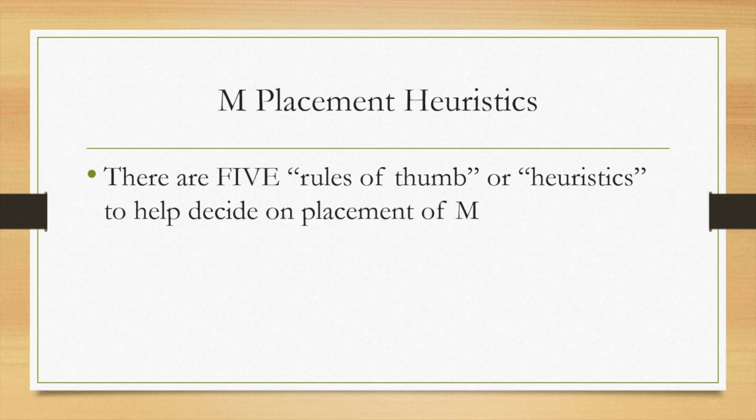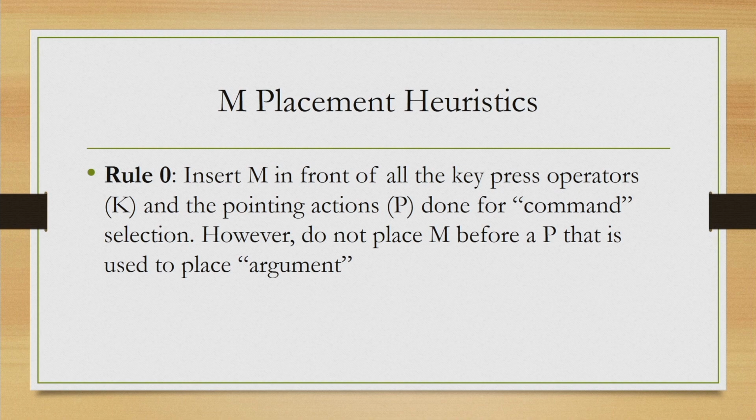So, let us go through these 5 heuristics one by one. These are, as I said again, rules of thumb for the placement of M. So, the first rule tells us that we insert M in front of all the key press operations, that means wherever we are having a K, and pointing actions, wherever we are having P, but not for all P, pointing actions that are done for command selection.